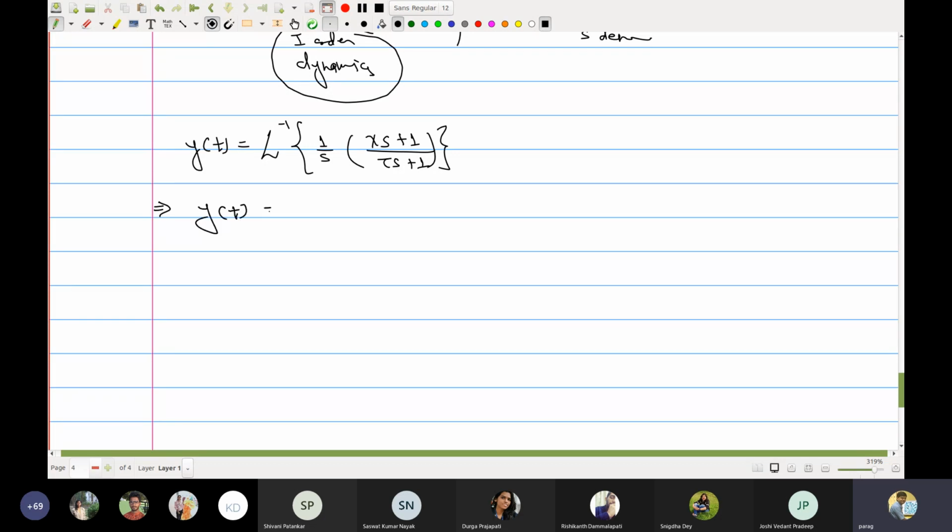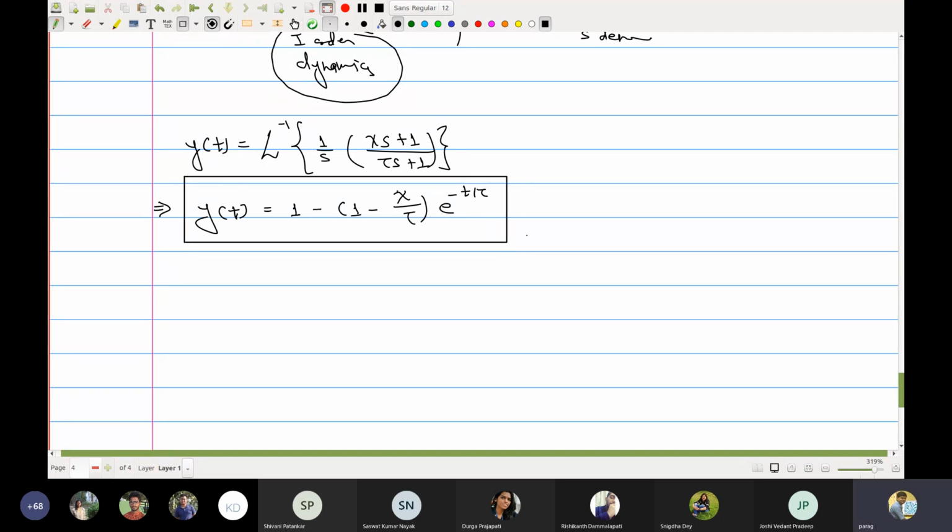Y of t is equal to, for a unit step function and unit gain, so no other constants would appear here, 1 minus psi by tau times e to the power minus t by tau. Okay, so this is the response of the system.